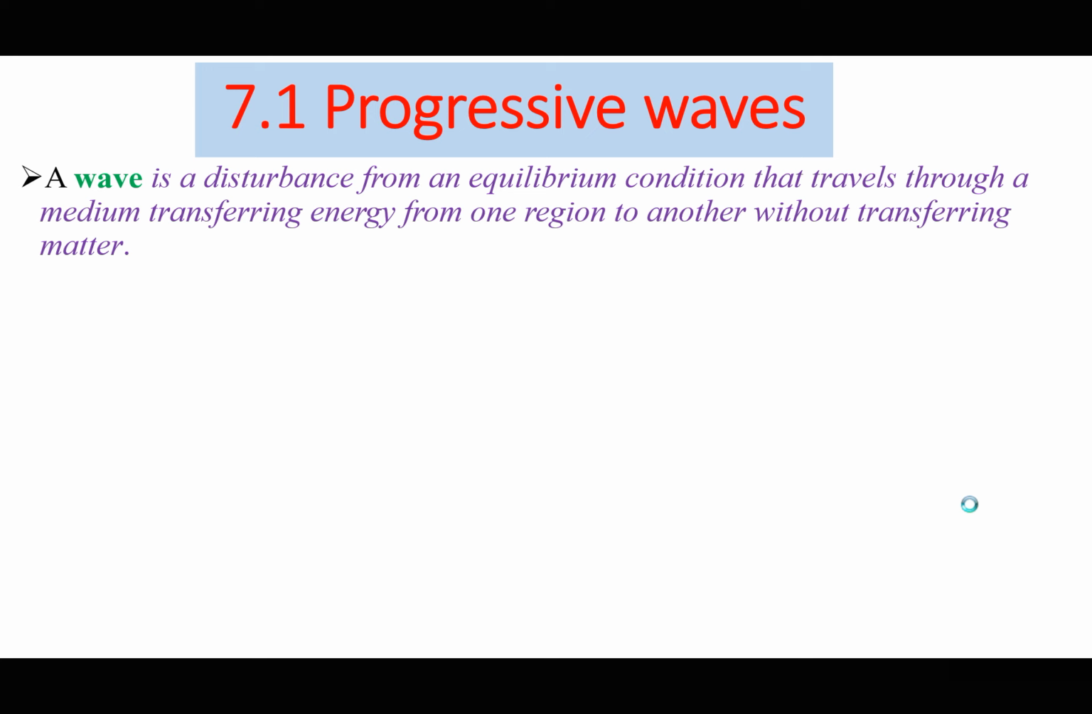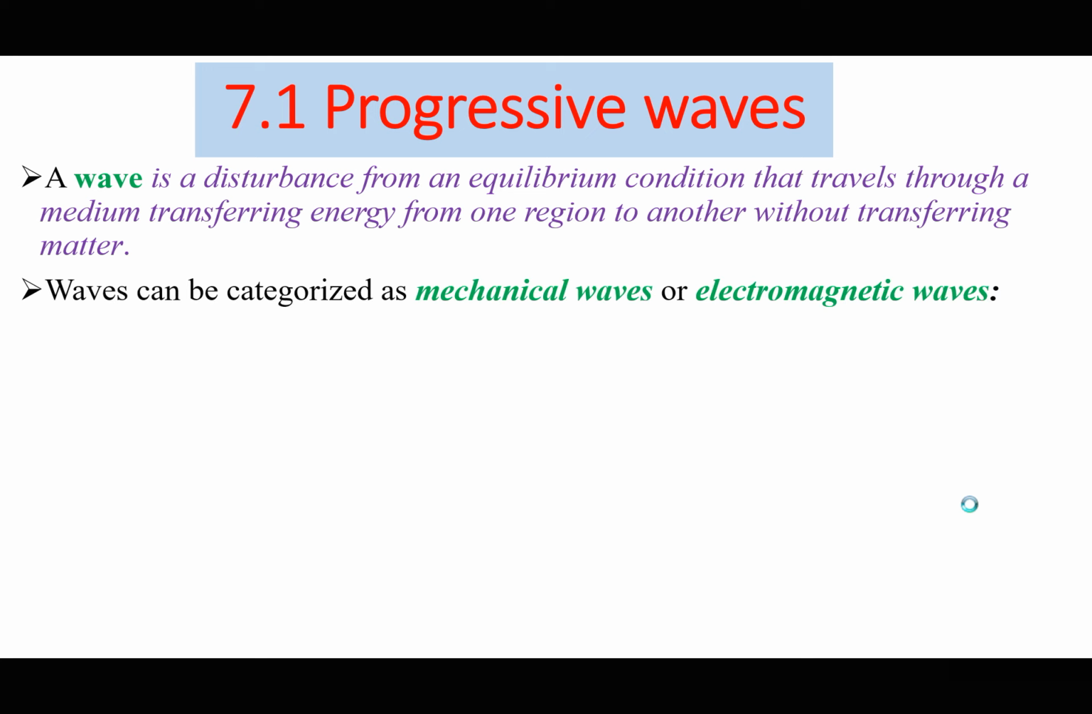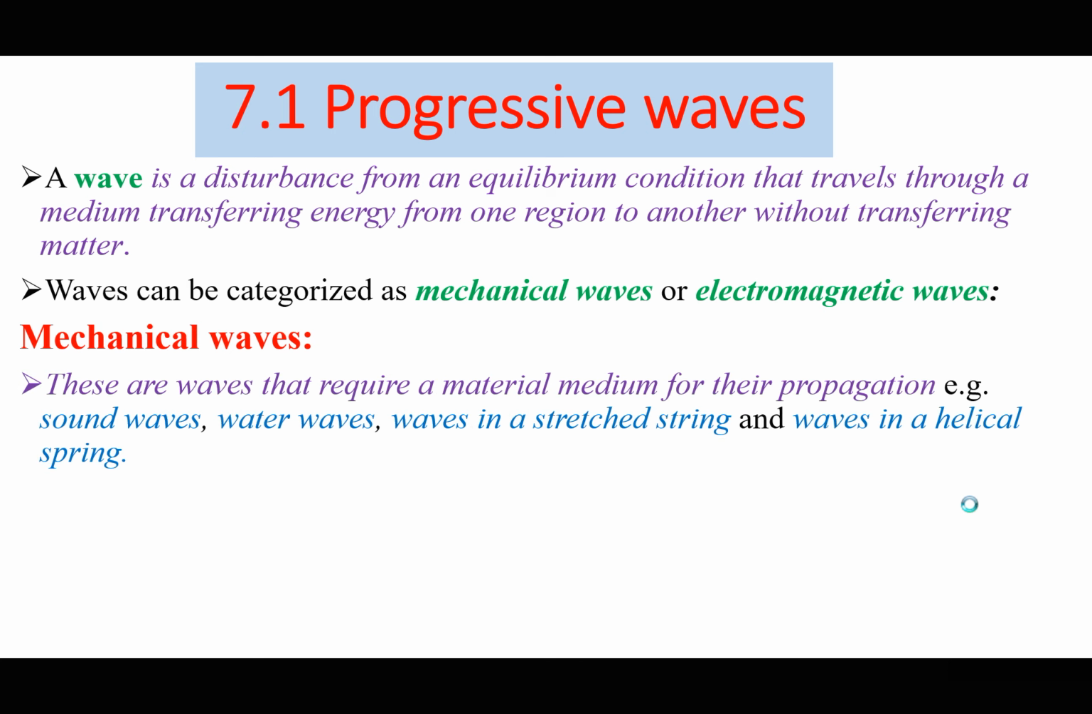In IGCSE, you categorized waves into mechanical waves and electromagnetic waves. For mechanical waves, you mentioned that these are the waves that require a material medium for their propagation. Something mechanical involves work, and to do work, there must be a medium in which work is being done. So, mechanical waves require a material medium for their propagation. For example, sound waves cannot travel in empty space. They cannot travel in a vacuum.